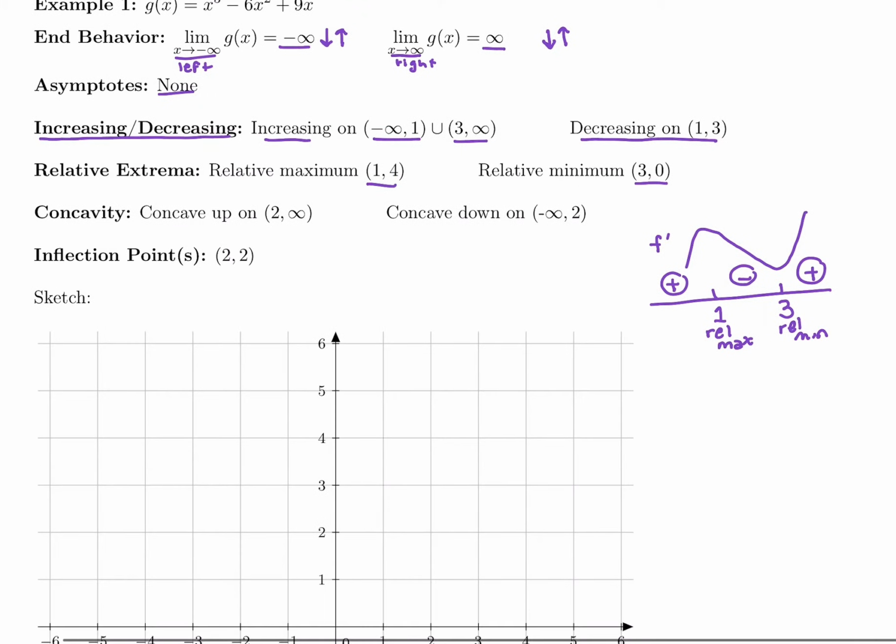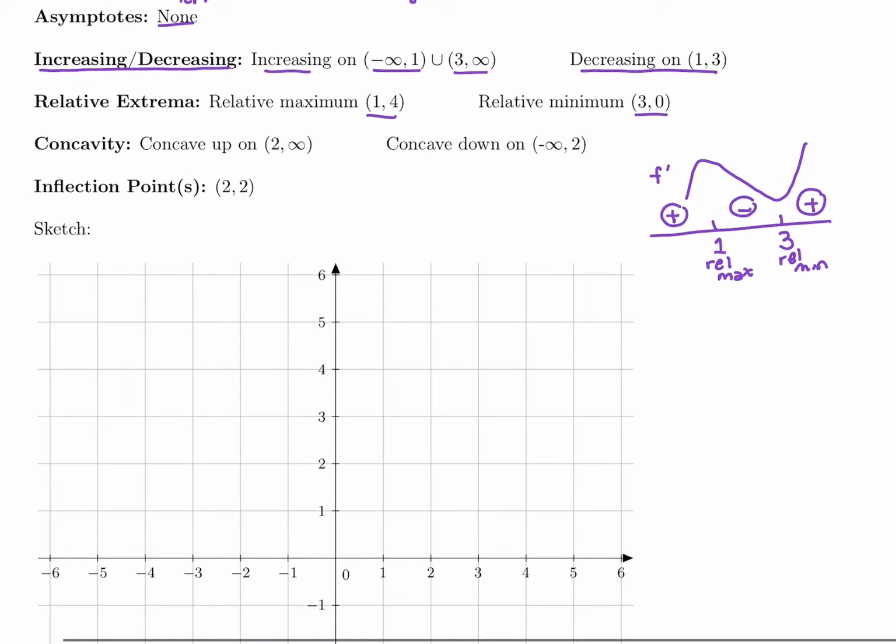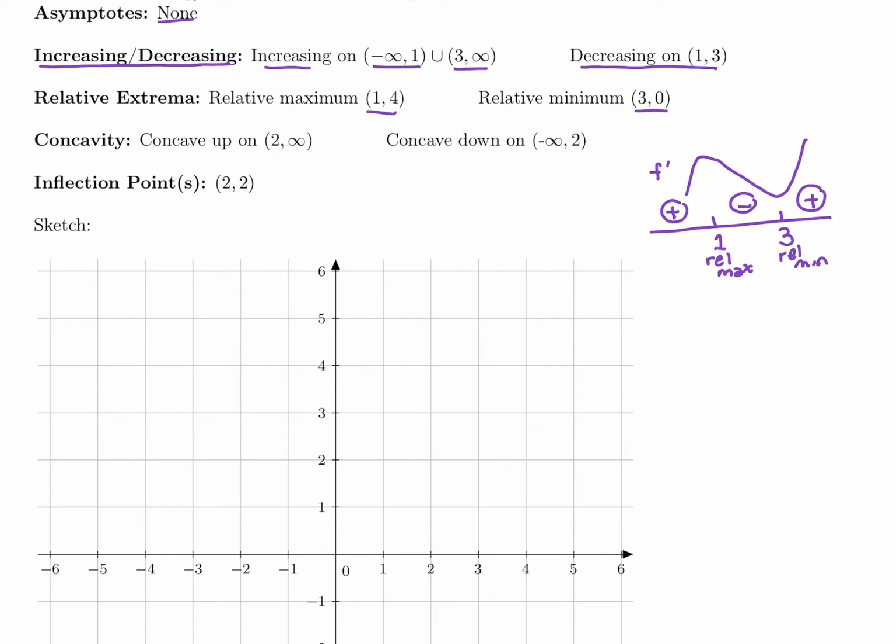So let's go ahead and at least plot those points. So we have a maximum at 1, 4. So I'm going to put the point 1, 4 in here. And then at the point 3, 0. So there's my 3, 0 for the relative min. I always like to start by plotting points. Before we draw the general shape, I'm going to make a sign chart out of the next piece of information.